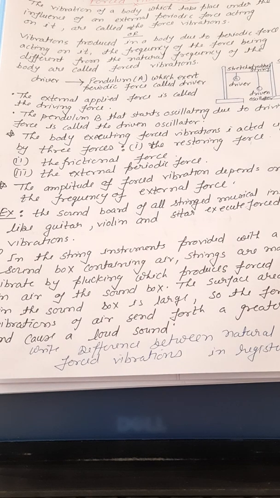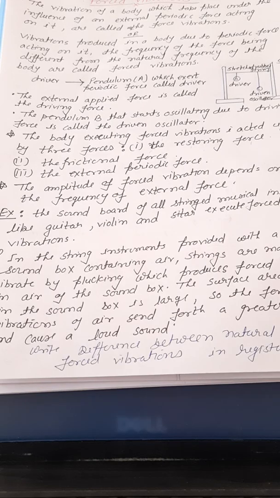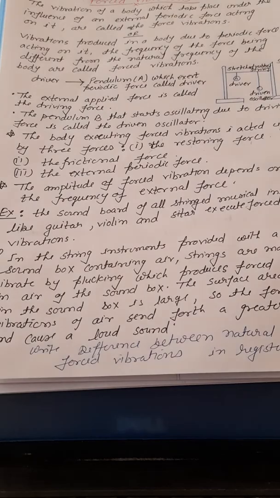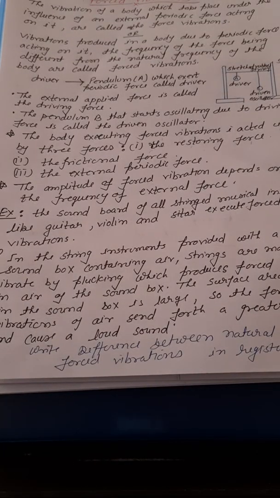Once again I am repeating differences between natural and damped vibration. Very simple to learn. In natural vibration, student, what is constant? Amplitude is constant. And in damped vibration, amplitude decreases with time. In natural vibration, there is no loss of energy. In damped vibration, there is a loss of energy. In natural vibration, no external forces act.